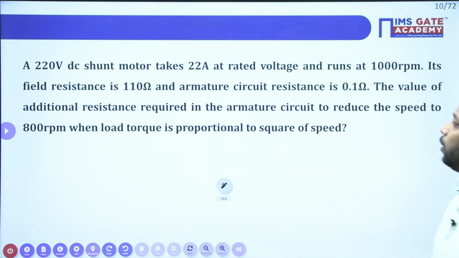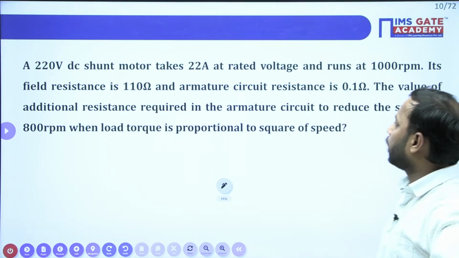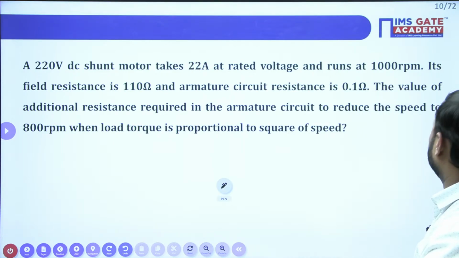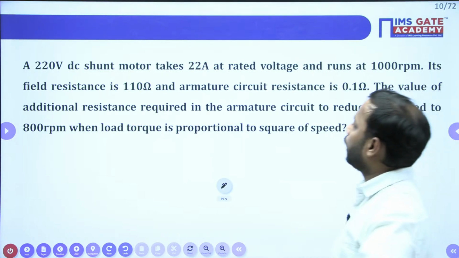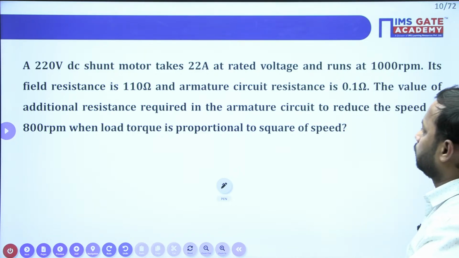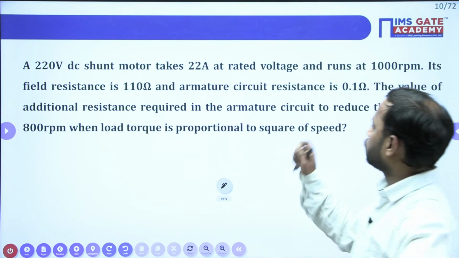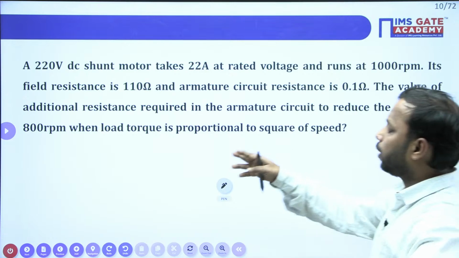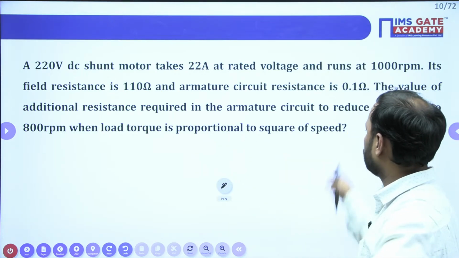So read the question. A 220 volt DC shunt motor takes 22 ampere at rated voltage and runs at 1000 rpm. Its field resistance is 110 ohm and armature resistance is 0.1 ohm. The value of the additional resistance required in the armature circuit to reduce the speed to 800 rpm when the load torque is proportional to the square of the speed.